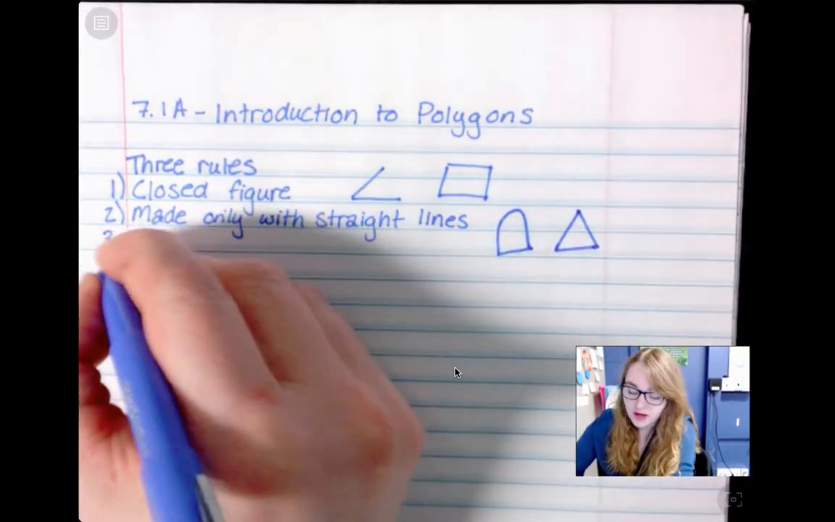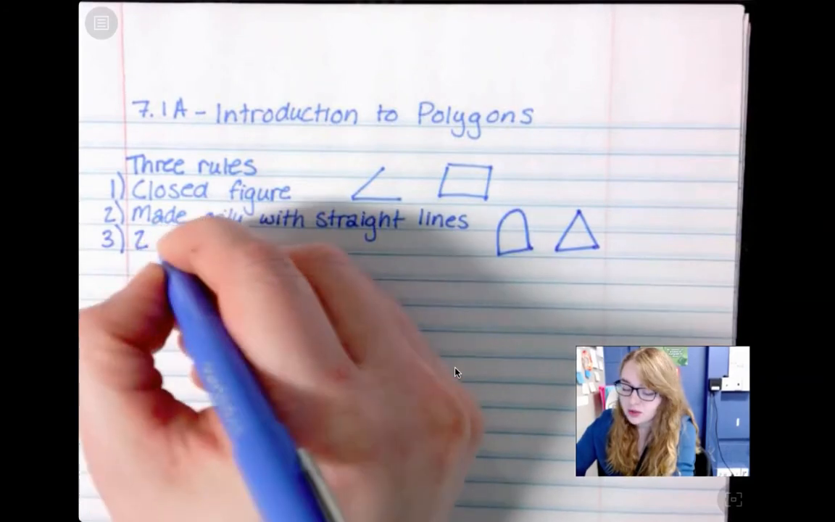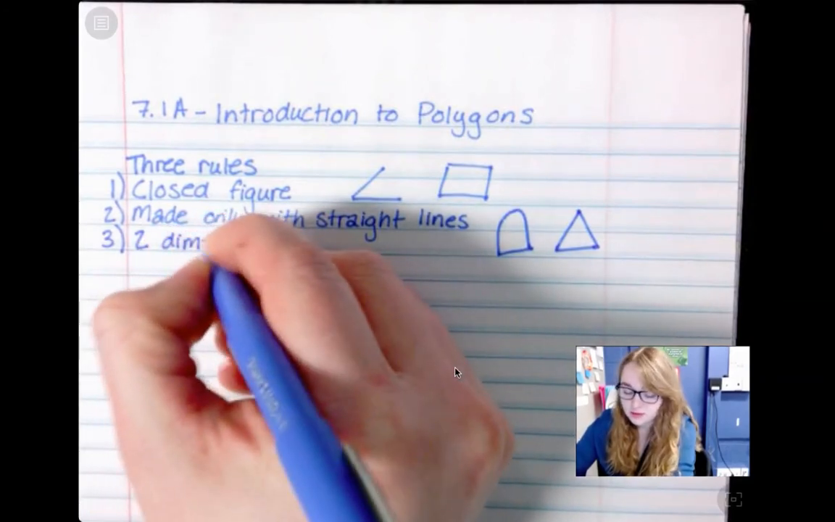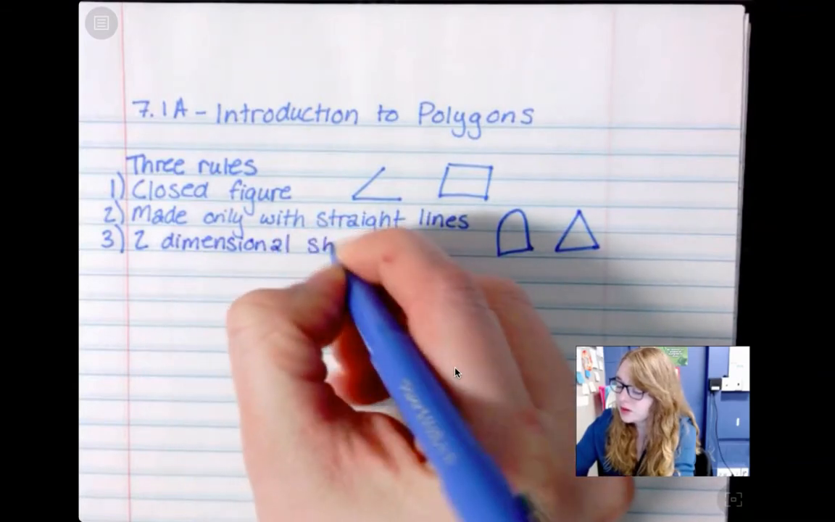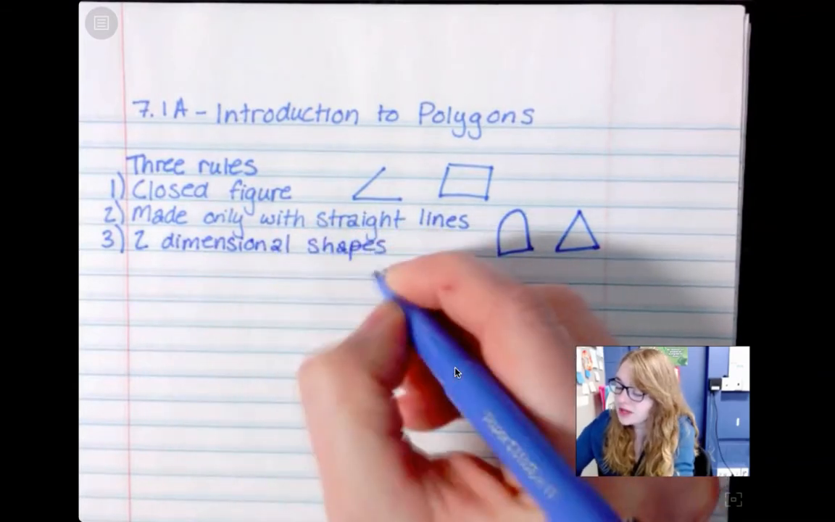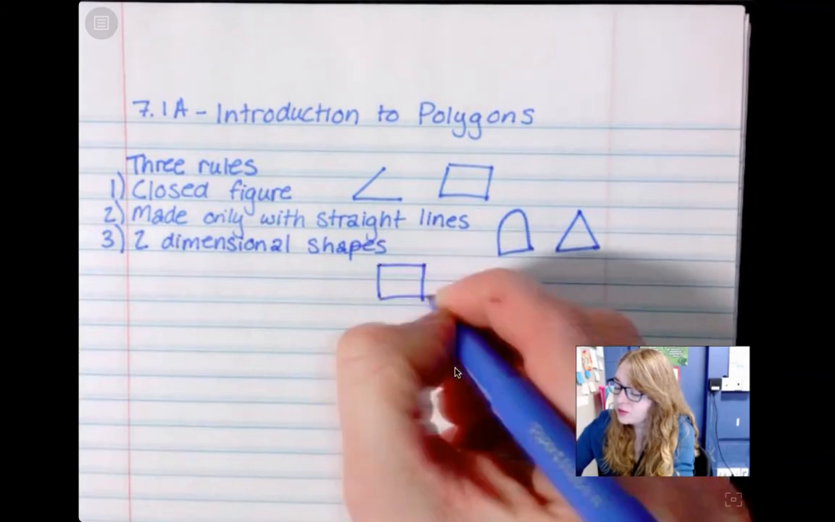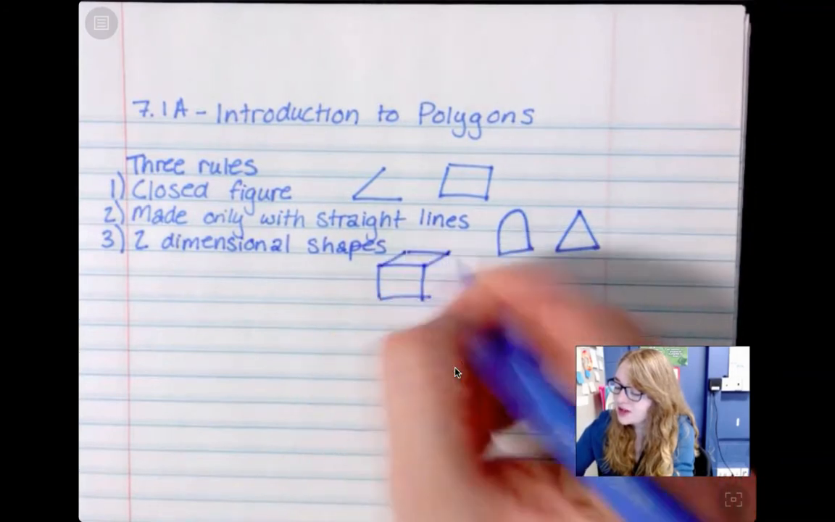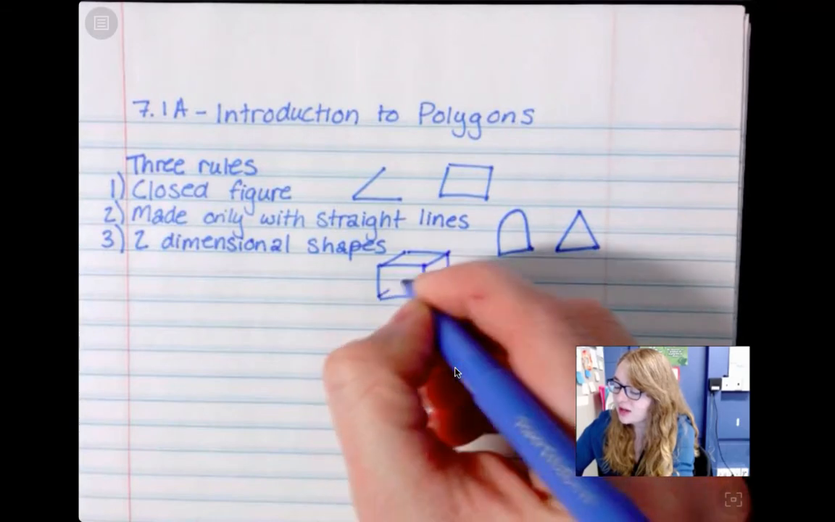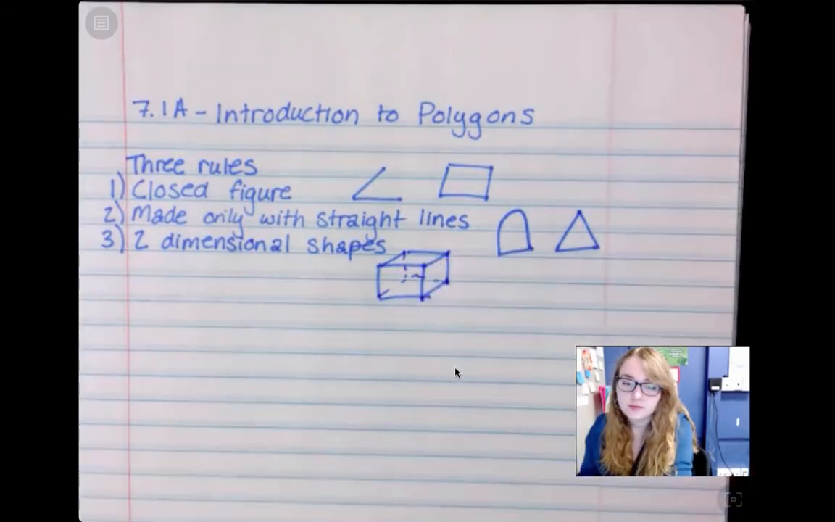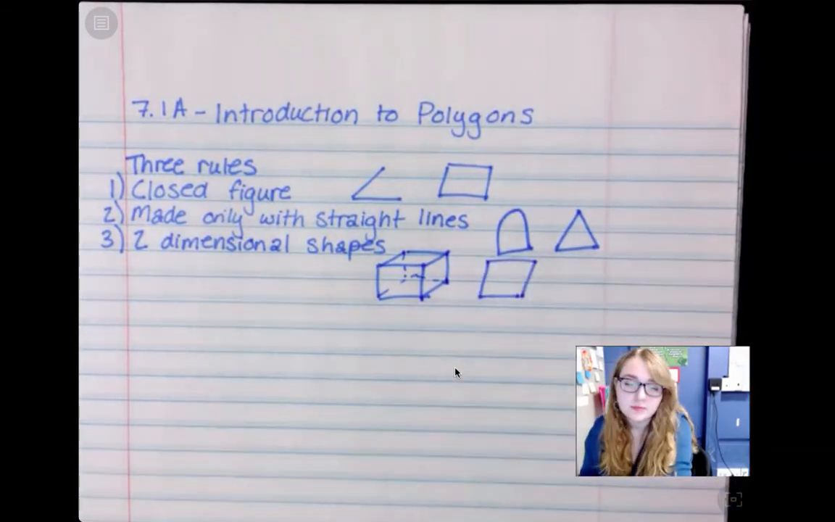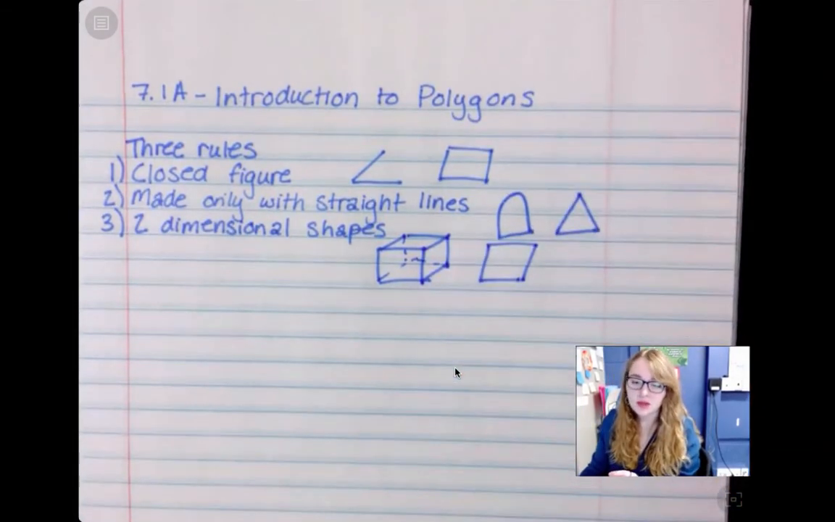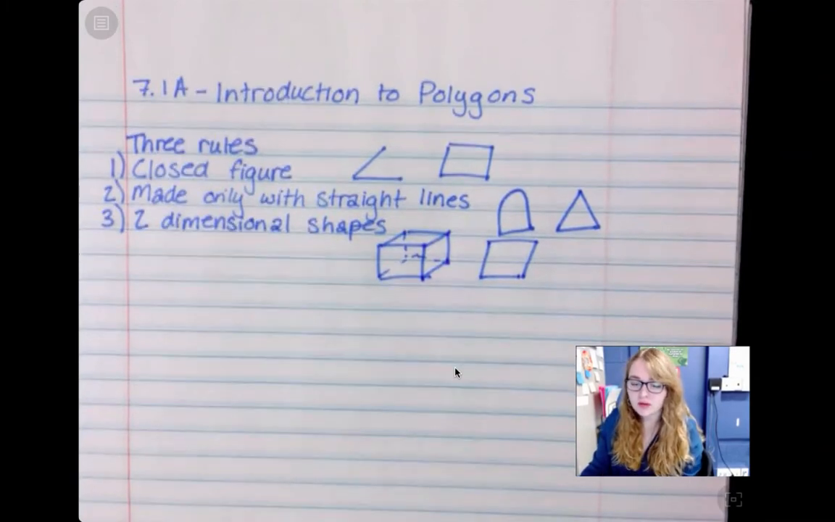And our third and final rule here is they have to be 2-dimensional shapes. So we can't have a cube, no matter how cool it looks, because it is not a polygon. It has to just be a flat figure. So all polygons must meet these 3 rules. If they do not meet all 3 of these rules, then we do not have a polygon.